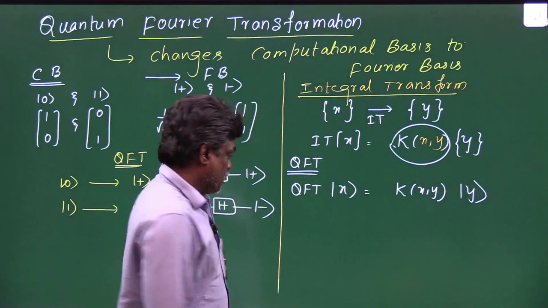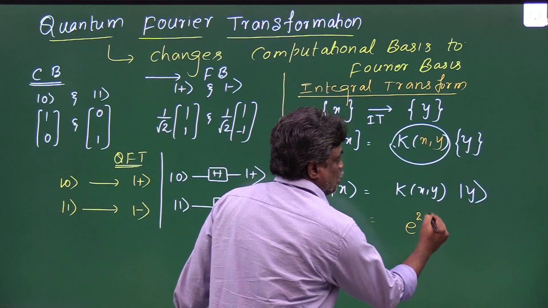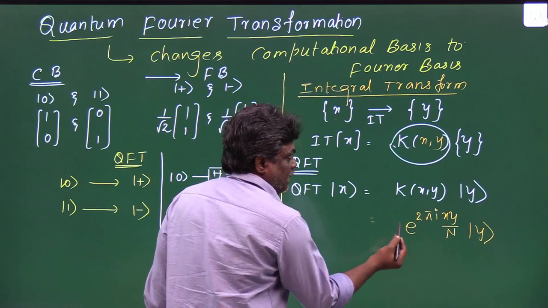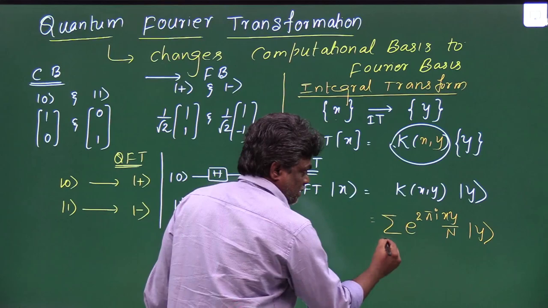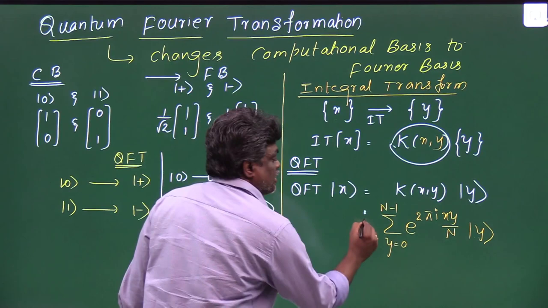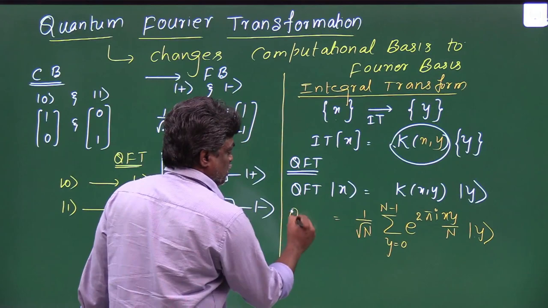Okay. Now, what is the kernel here? The kernel is simply e raised to 2 pi i xy by n, this is the ket y. I told you already, it contains both input and output. And here actually why we are taking n, I will tell you. And one more thing, we have to take summation. This is a summation over y, because here the ket y, y is equal to 0 to n minus 1. And here the normalization constant also we will take, that is 1 by root n. So this is the definition of the quantum Fourier transform of x.